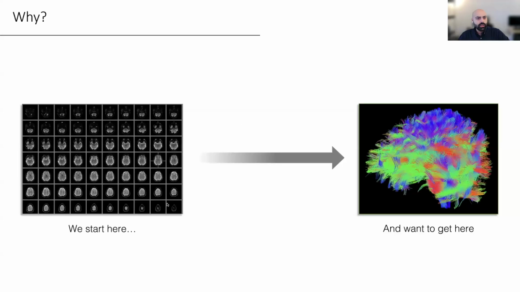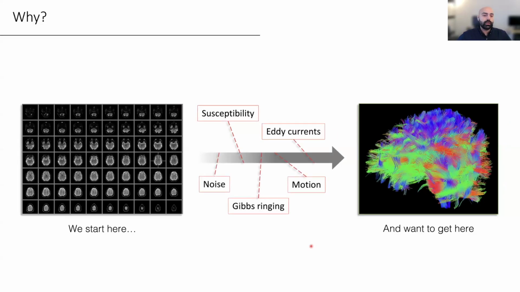And the idea is that, hopefully by the end of the talk, we'll be able to go from some diffusion data series, raw data series, to some tractography that looks nice. And the goal in doing so is to deal with everything that comes along the way. So there are many things that come along the way.